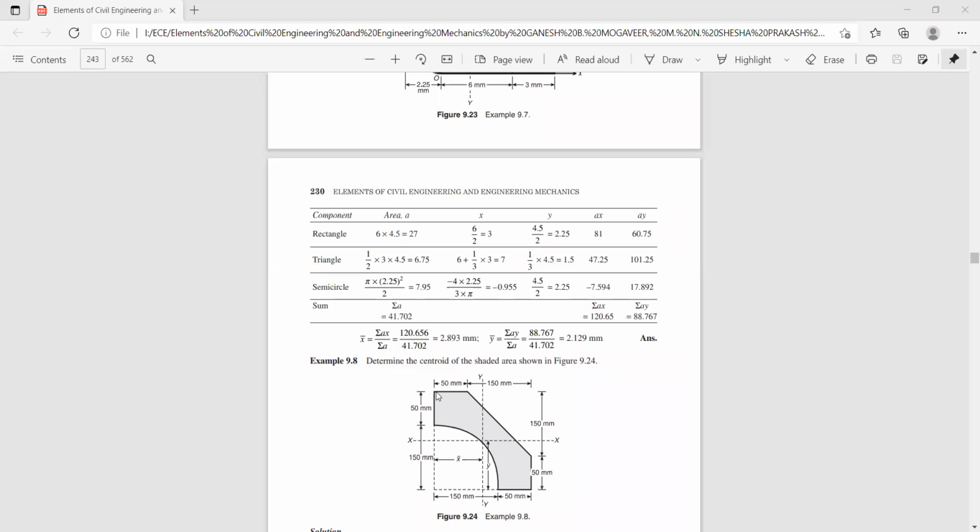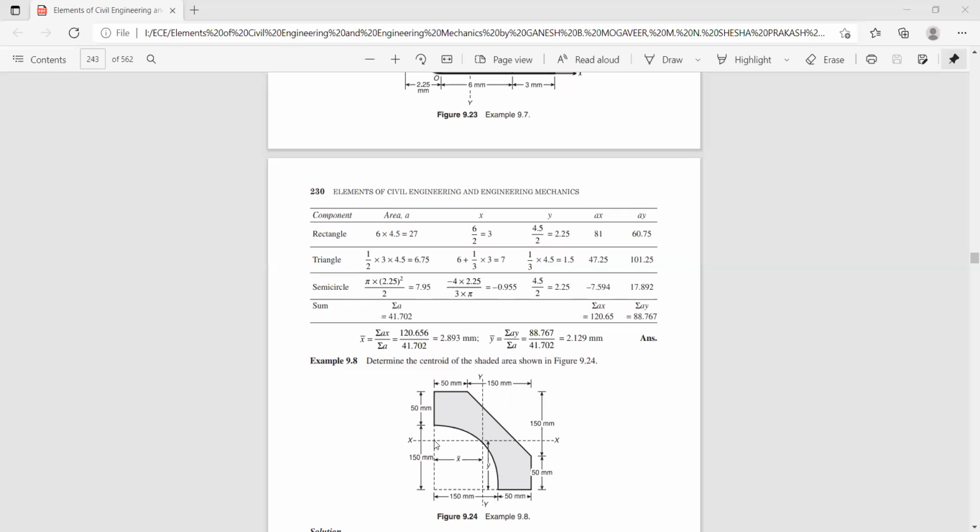So we know A1 is 200 into 200. A2 is negative, that is pi into 150 square divided by 4. And the area of the triangle is half into base into height. Now we need to find the centroids, so first select the reference axis which touches the extreme left and bottommost portion.